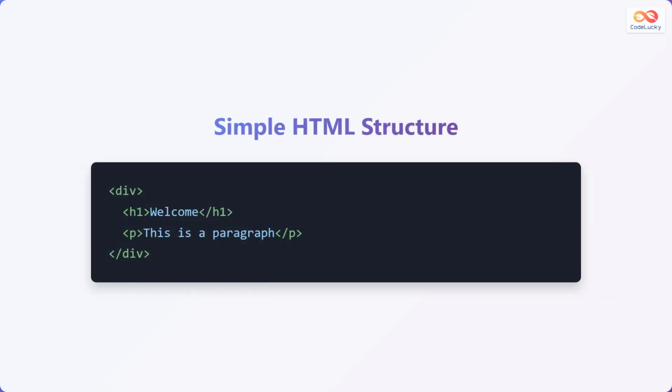Consider a simple HTML structure as shown here. We have a division tag containing a heading 1 tag with the text "Welcome" and a paragraph tag with the text "This is a paragraph." A simple structure like this might seem easy to parse.